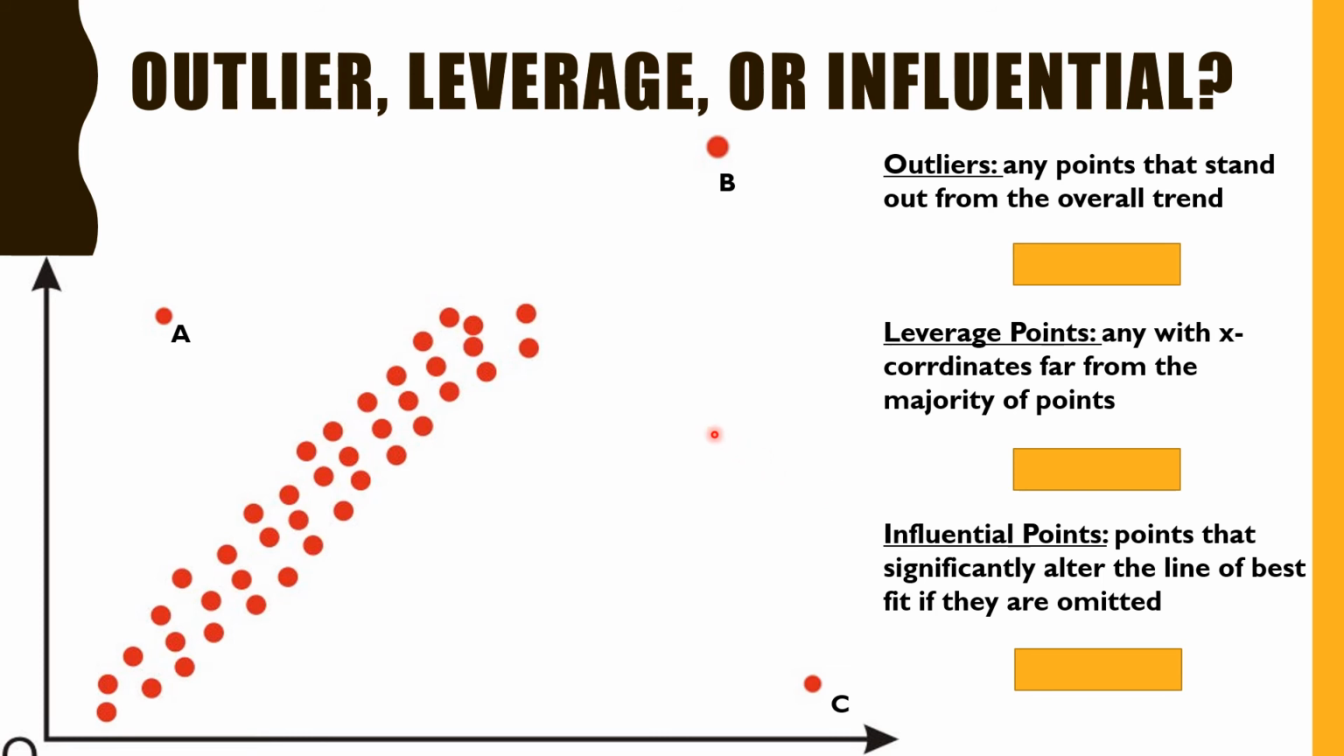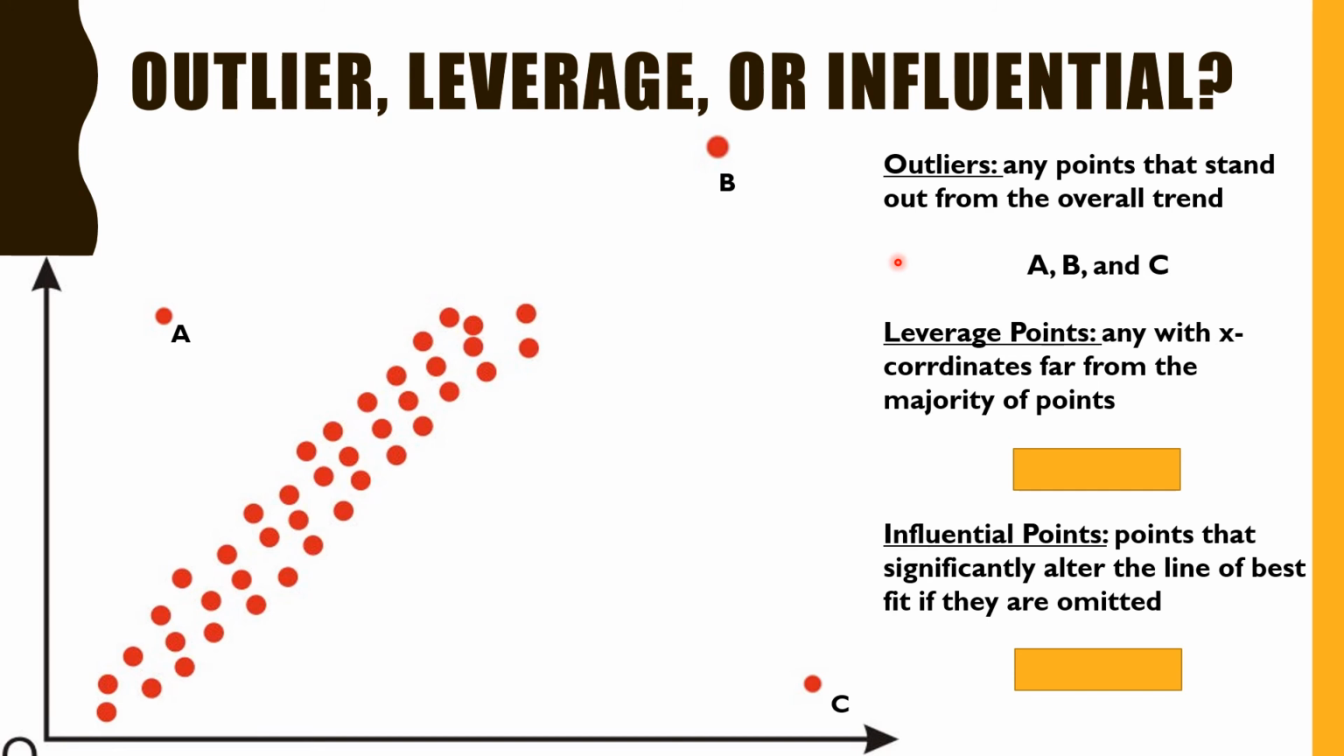Okay, so hopefully you took some time to think about which of these points would be outliers, leverage points, and influential points. I'll remind you, outliers are any points that clearly stand away from the general trend in our data. Obviously most of our data is right here in this mass of red points, and I think we would all agree that A, B, and C very clearly stand away from the rest of our data. So in this case, all of our 3 points, A, B, and C, are considered outliers.